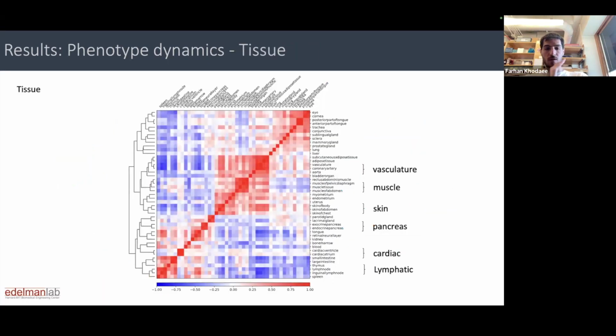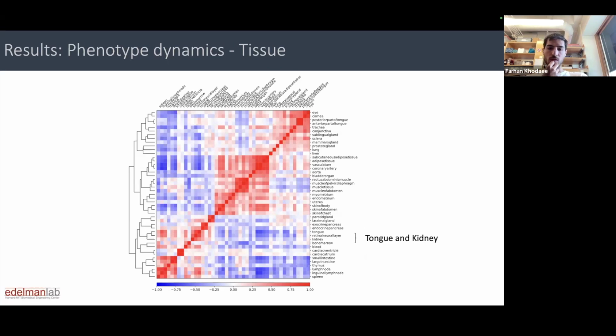The other interesting thing is when you look at every phenotype separately, right? For example, for tissue, as I said, the model can learn that there are similarities. Vascular cells all cluster together. The muscle cells are all similar to each other. The skin cells cluster together. Pancreatic tissues, cardiac tissue, and lymphatic tissues. These are things that we know, and the model also can recognize. But there are some anomalies here. For example, tongue and kidney and retinal neuronal layer cluster together, and the model identifies them as similar.